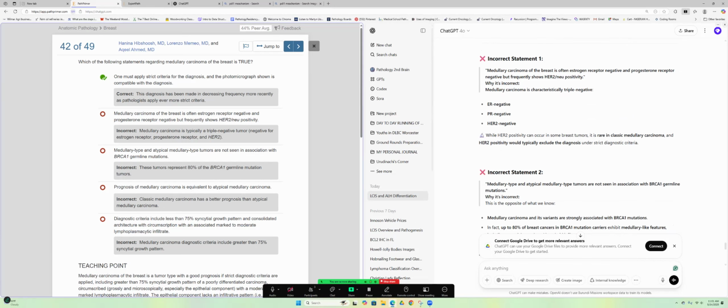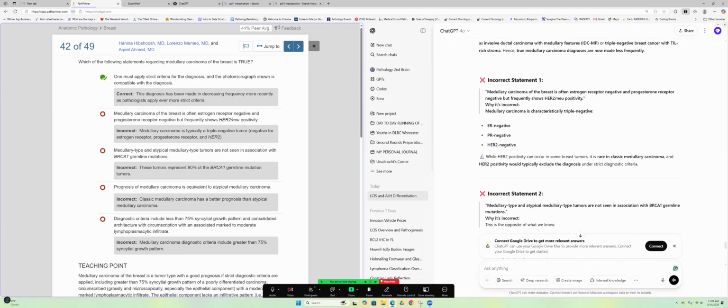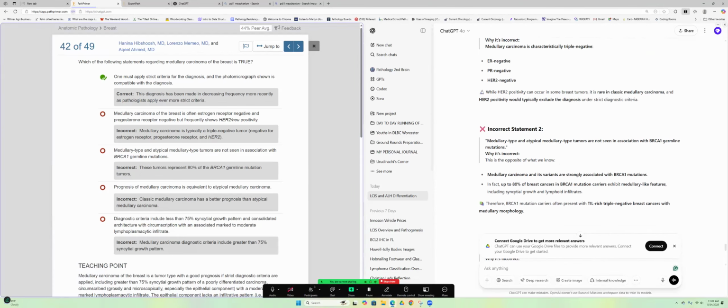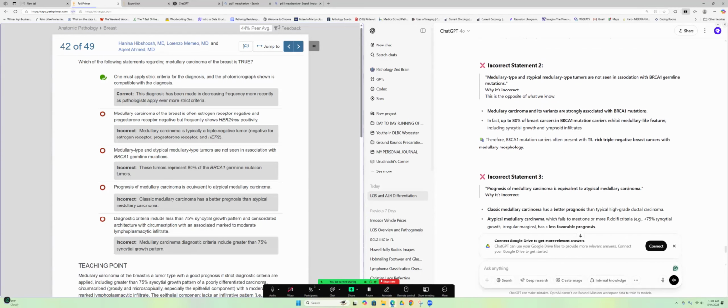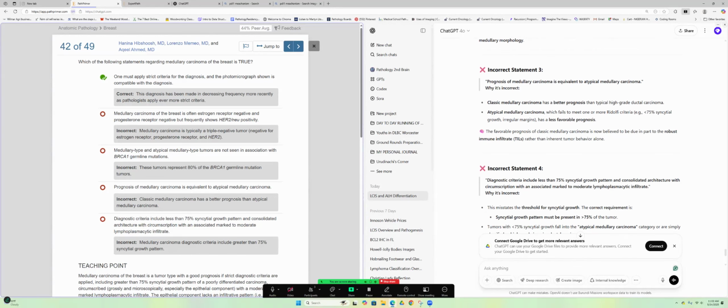Medullary criteria include syncytial growth pattern, circumscribed margins, and moderate lymphocytic infiltrate. Medullary carcinoma includes less than 75% syncytial growth. No, it's not less than 75%, it's more than 75%. But classic medullary carcinoma has a better prognosis than atypical.